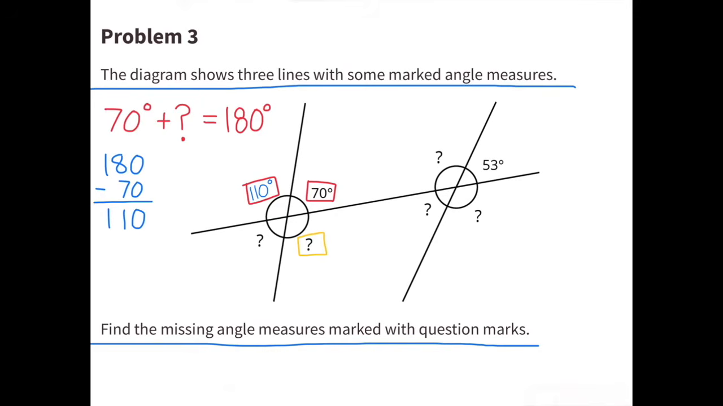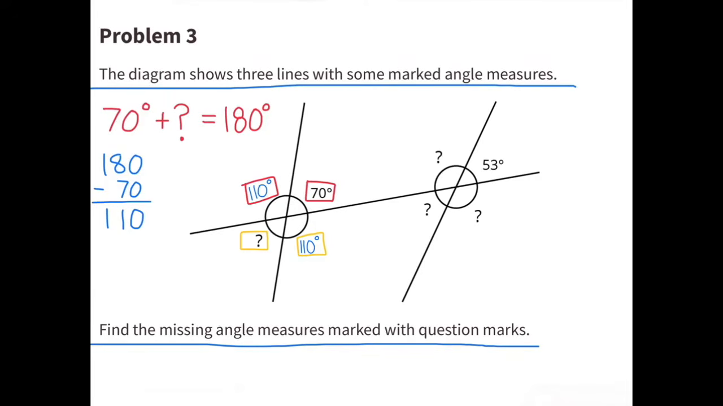Now all we have to do is identify the alternate interior angles. First, let's find the alternate interior angle for 110 degrees. There's the alternate interior angle for 110 degrees. Now let's find the alternate interior angle for the angle with the measure of 70 degrees. This question mark represents the alternate interior angle for the angle that is 70 degrees, so it will also be 70 degrees.